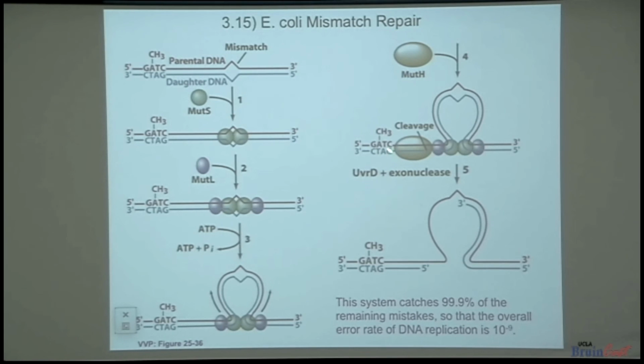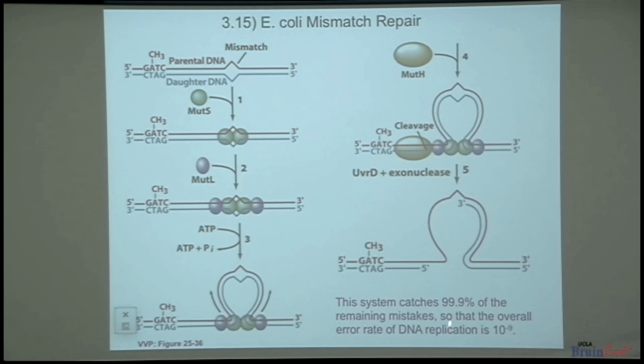Now, an enzyme called a helicase, we'll talk a little bit more about what helicases are next time, comes in and unravels this DNA from the nick all the way to the mismatch, and then an exonuclease comes in and degrades the DNA all the way from the nick to the mismatch. Okay? And now DNA polymerase can bind to this end and basically try again and hopefully get it right this time by filling in the gap with the correct nucleotides.